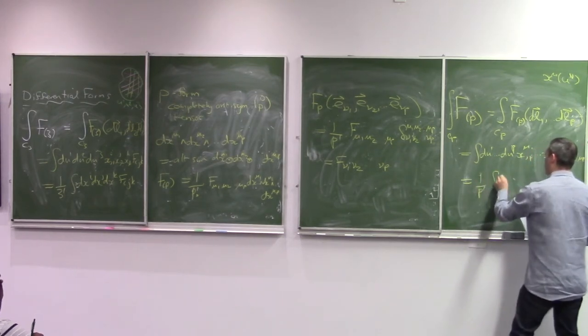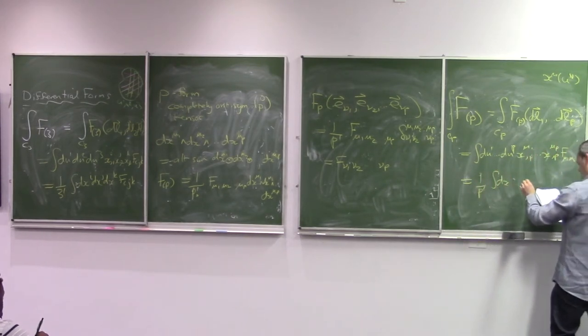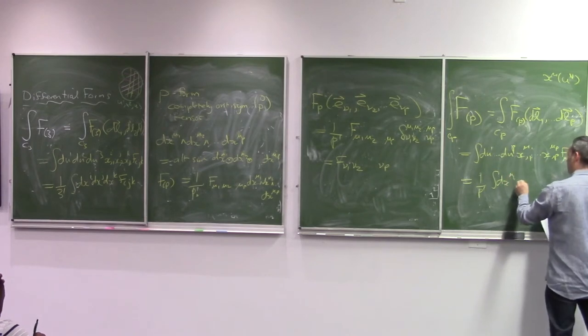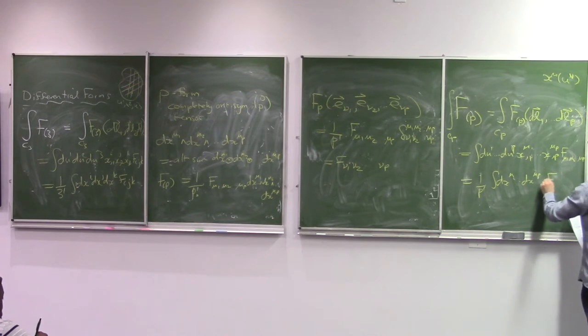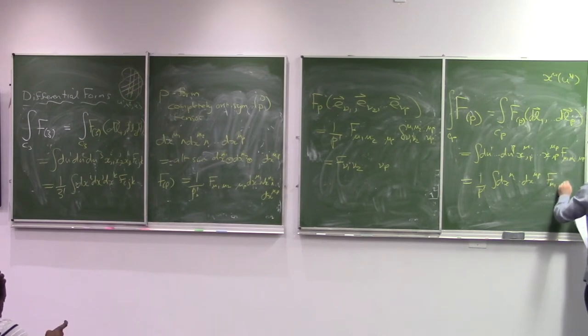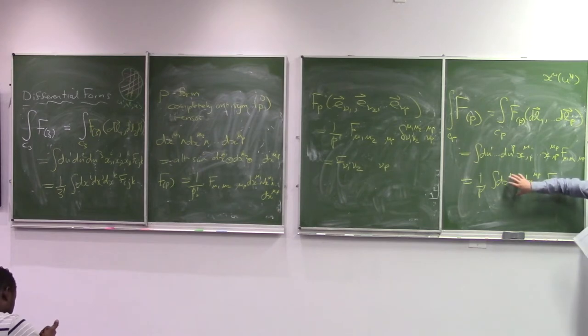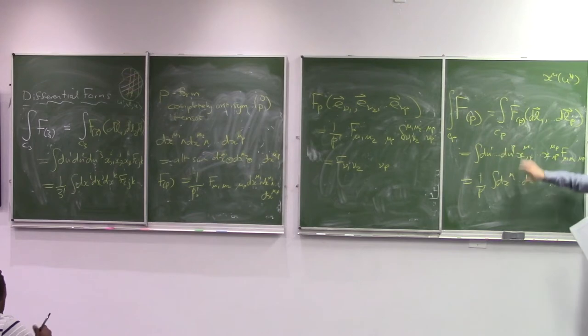1 over p factorial dx^μ1 all the way to dx^μp of f_μ1...μp. And then if I calculate the Jacobian to go from the x coordinates to the u coordinates, which parameterize my surface, you can check you would get exactly that formula. Okay.